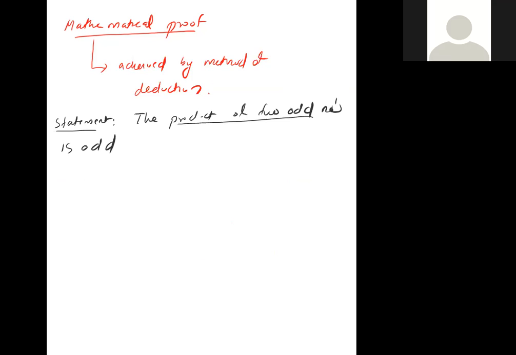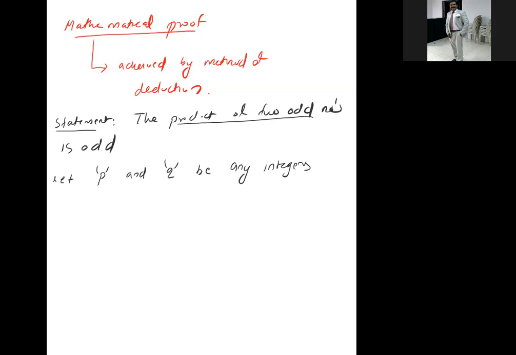So we will assume let p and q be any integers. So let them take any value, integers. It can take 3. So we don't know whether these p and q are odd numbers or even numbers. It can be either an even number or an odd number. So p and q can take any value.